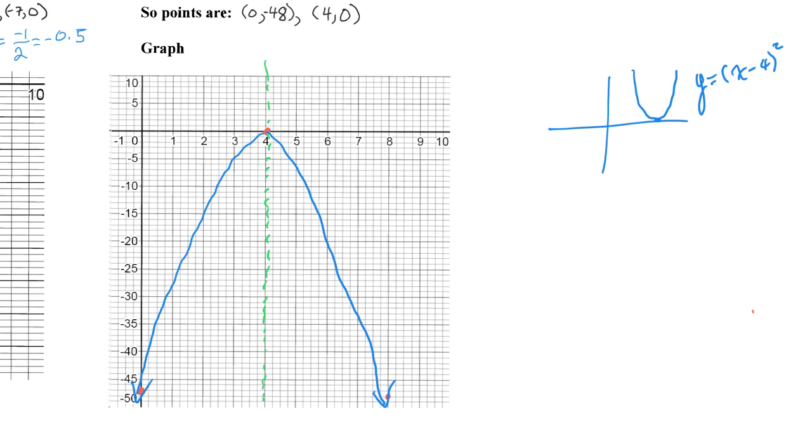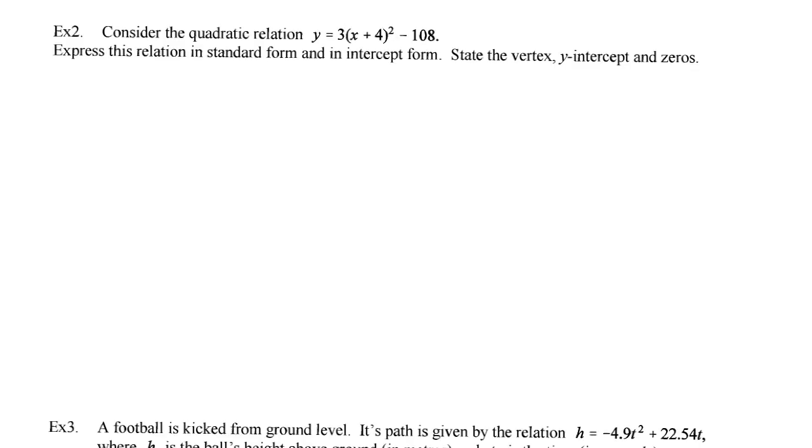Okay, let's move on to the last 3 questions of our practice today. So now we're given this equation: y is equal to 3(x plus 4) squared minus 48. And we know that this is vertex form, don't we? Now, this question has asked us to express this relation in standard and in intercept form. We need to know the vertex, the y-intercept, and the zeros. So let's go through all of the math for this.